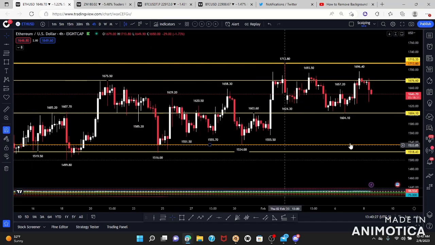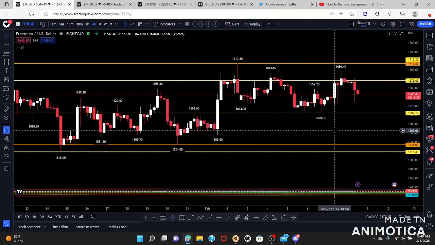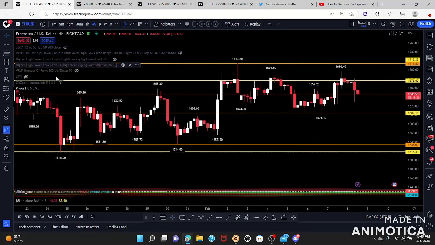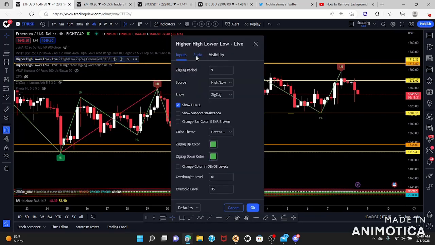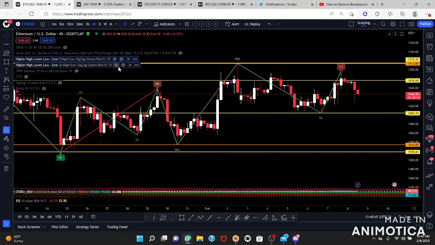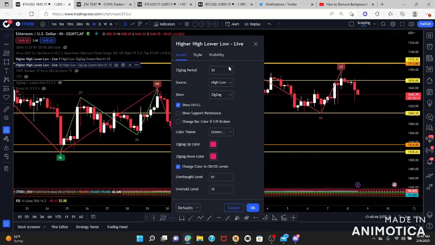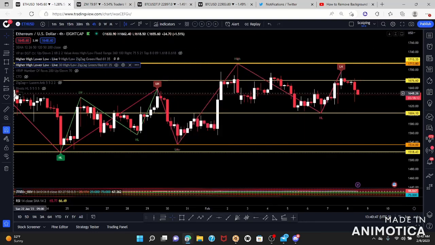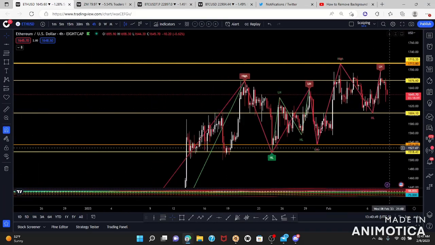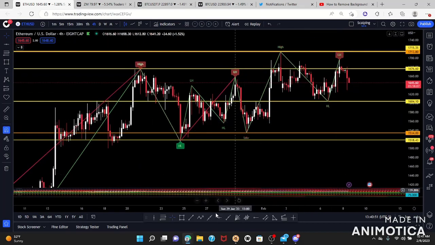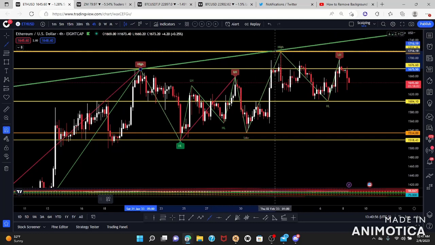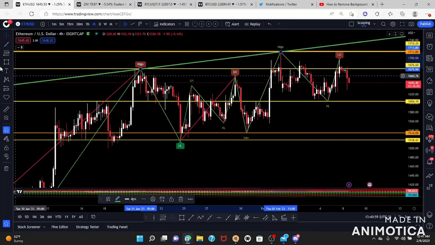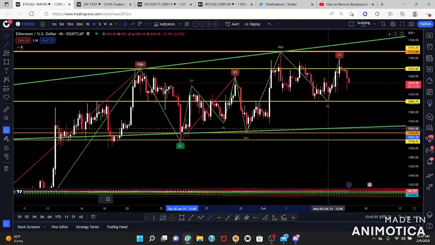Within the 4-hour, we're gonna do some trend lines. I like to use 2 overlapping indicators that are high and high, low and low. One is set to 9 and one is set to 30. This indicator helps me connect trend lines. So within the 4 hours, we're going to connect our previous high to our higher high. And then we're going to connect our low.